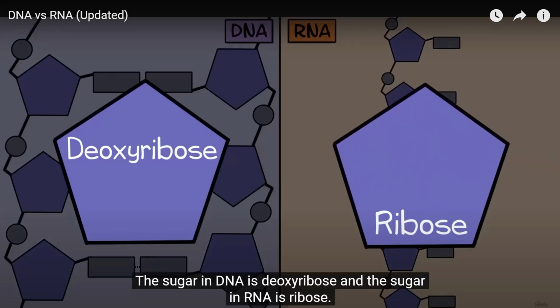So you are going to be responsible for knowing that the sugars are different. But if you don't want to remember the whole word deoxyribose, you can just call it the D sugar. What do you think you can call ribose? The R sugar. Okay, so they are slightly different sugars. And you can always recognize the name of a sugar because it ends in ose. Have you heard of sucrose? Yeah. Glucose? Yeah. Fructose? Yeah. All sugars.